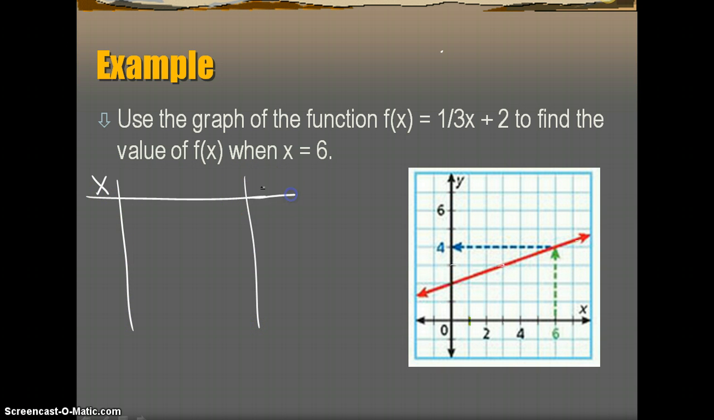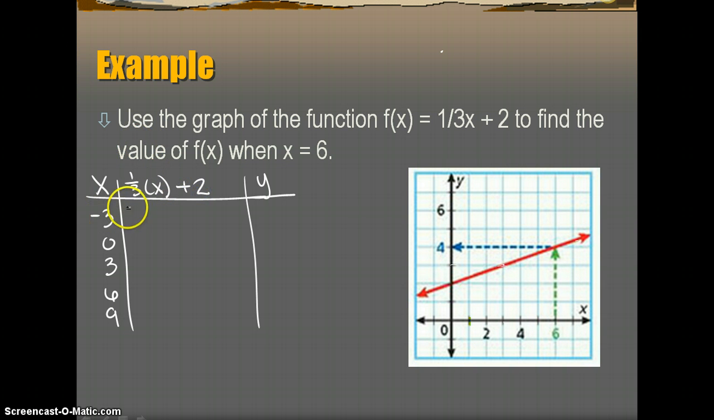And you need to pick some x values. Now, I know that my x is going to get multiplied by 1/3, so I'm going to purposely pick multiples of 3. So -3, 0, 3, 6, and 9. Then I can plug them in.